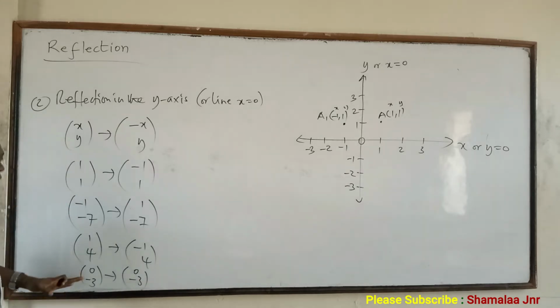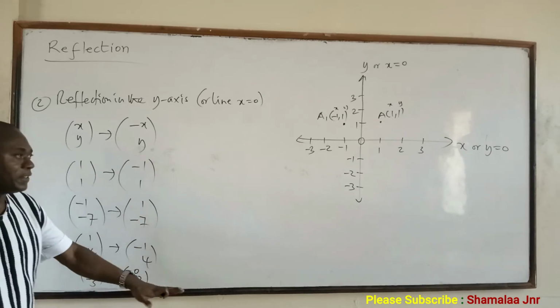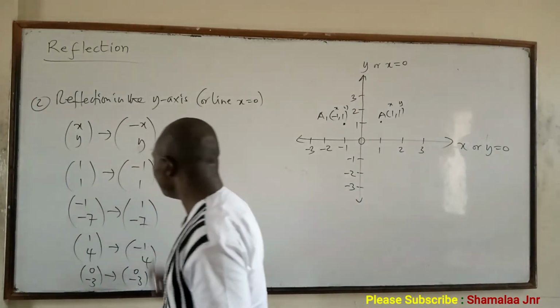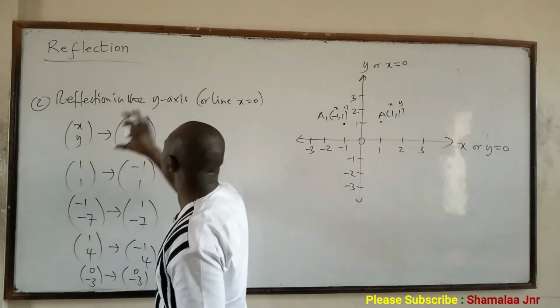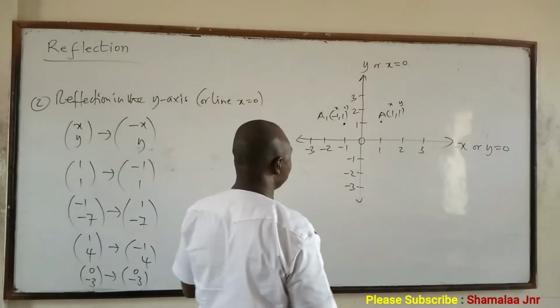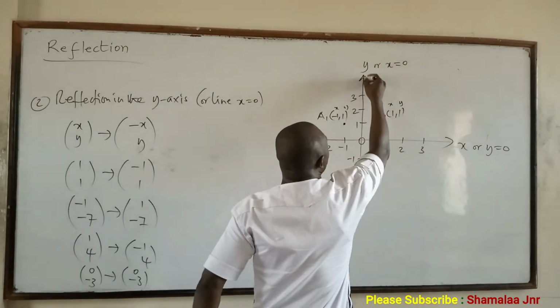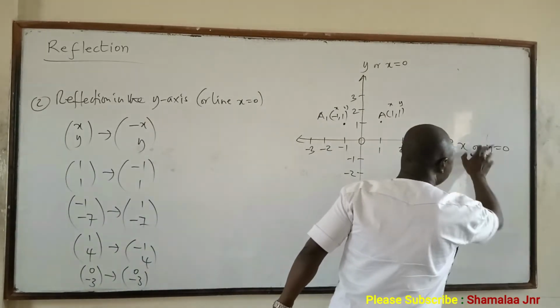you are saying that the x-coordinate should change, but it cannot change 0. So the objects and the image will be the same. So these are the images. This will be the images of these points when reflected in the y-axis or line x equal to 0. Yes, so this is the line x equal to 0 on the y-axis, and this is the line y equal to 0 on the x-axis.